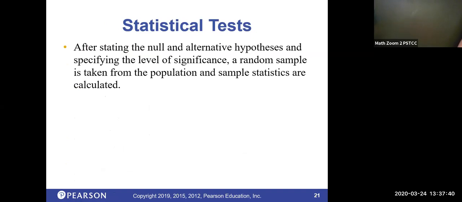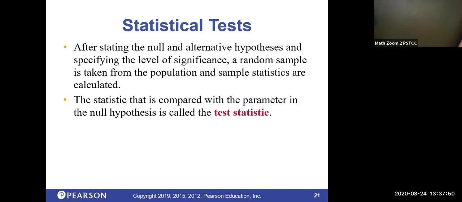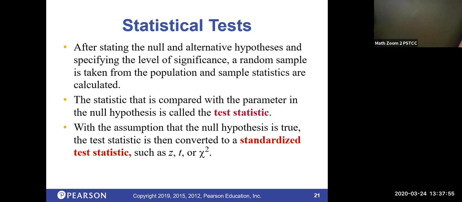Okay, so once we've stated the claim and the hypotheses, we collect sample data. We compare that to the test statistic. We have these standardized test statistics, which are the same distributions that we worked with for confidence intervals. Those are our good friends z, t, and chi-squared. Like confidence intervals, you'll have to read the problem to decide which of these distributions you'll use.